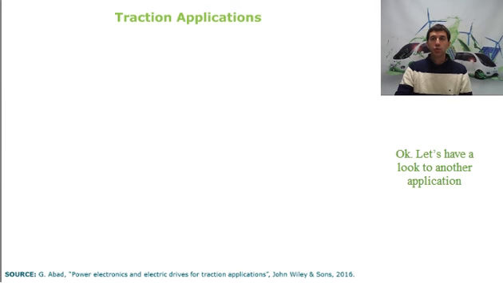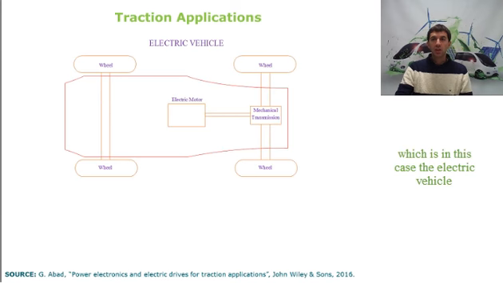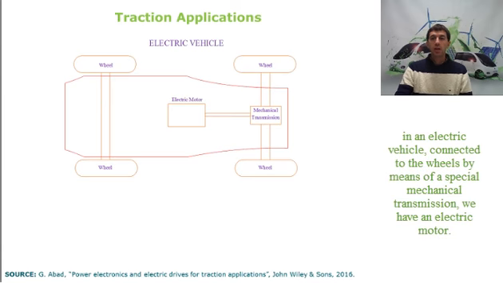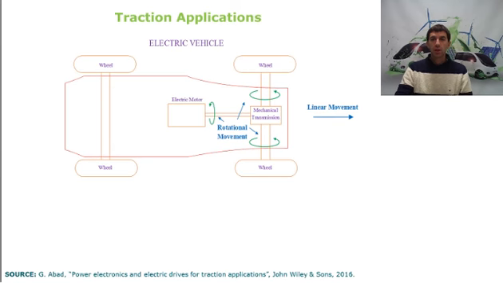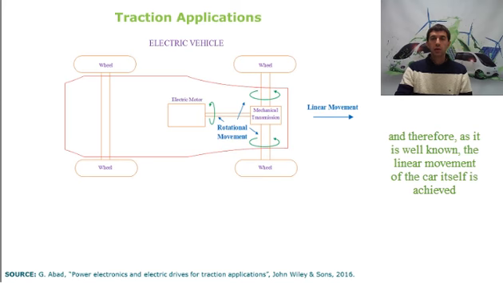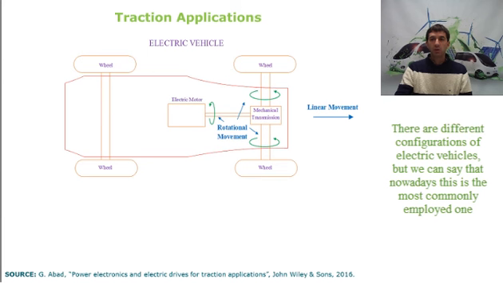Okay, let's have a look at another application, which is in this case the electric vehicle. In an electric vehicle, connected to the wheels by means of a special mechanical transmission, we have an electric motor. In an equivalent manner to the elevator, the rotation of the wheels is generated by the rotation of the electric motor. And therefore, as is well known, the linear movement of the car itself is a result. There are different configurations of electric vehicles, but we can say that nowadays this is the most commonly employed one.